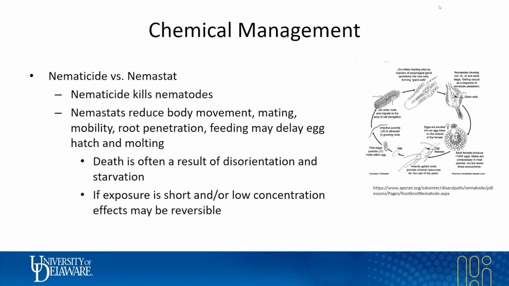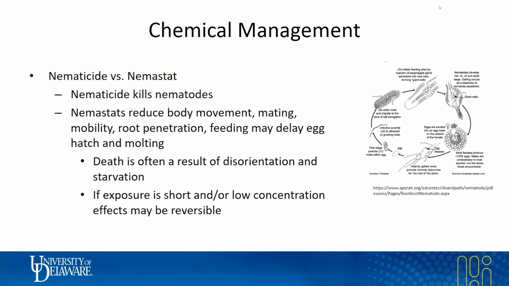Unfortunately, we happen to have nervous systems too. So a lot of those old chemistries that worked really well had a lot of negative effects for human health and environmental health, so we don't have those options anymore. As they've created safer products that are more targeted specifically just for the nematodes and insects, the trade-off has been that a lot of these are now nemastats. What that means is they are products that will reduce movement.